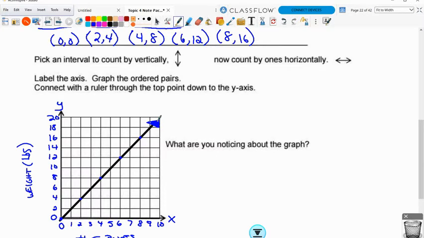And there are 2 key features that we need to notice about our graph. Okay, so we're going to list those over here, number 1 and number 2. The first key feature of our proportional relationship is that this graph shows a straight line. Okay, so we're going to say next to number 1, the graph is a straight line.